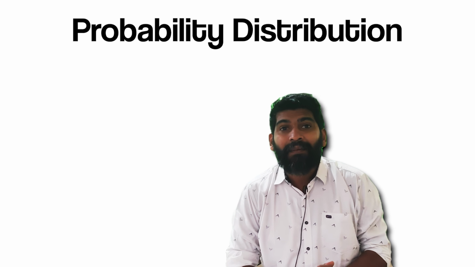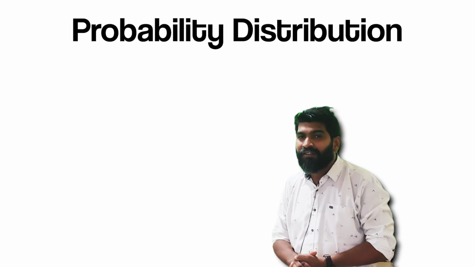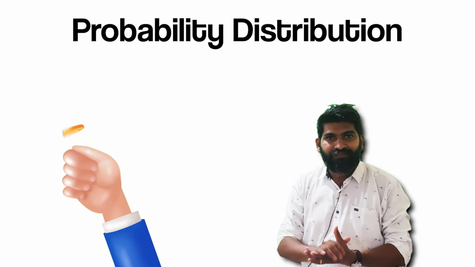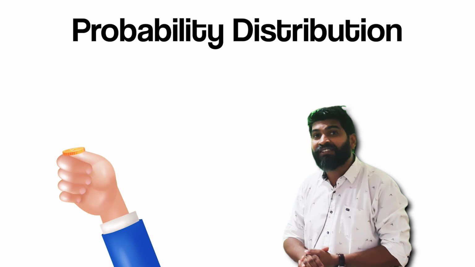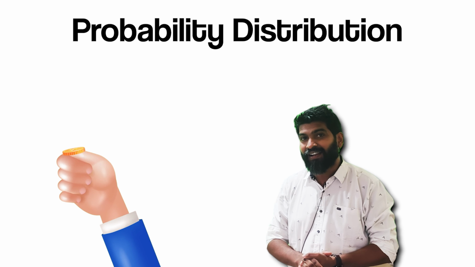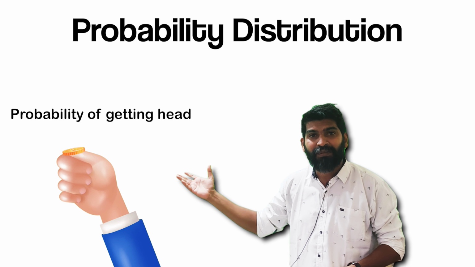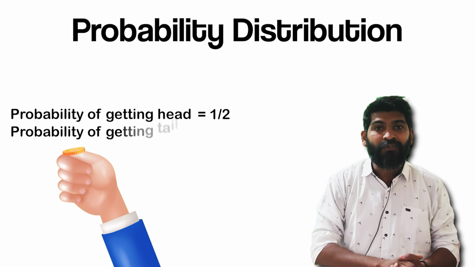Hi, you already know what probability is. Probability is chances of occurrence. For example, if you toss a coin, there are 50% chances of getting head and 50% of tail, right? So probability of getting head is 50%, that is 1 by 2, and probability of getting tail is 1 by 2.